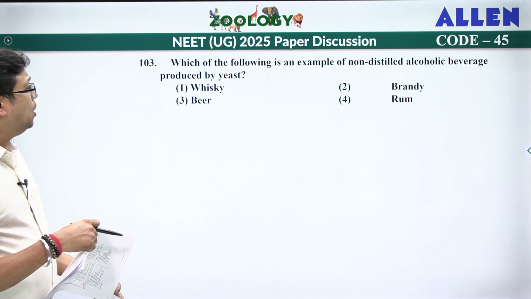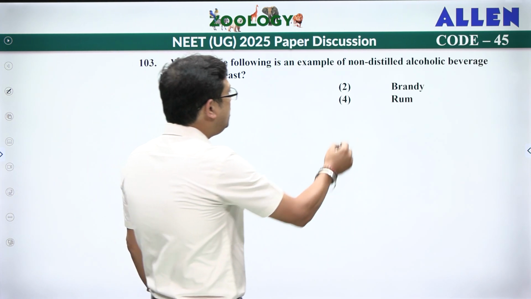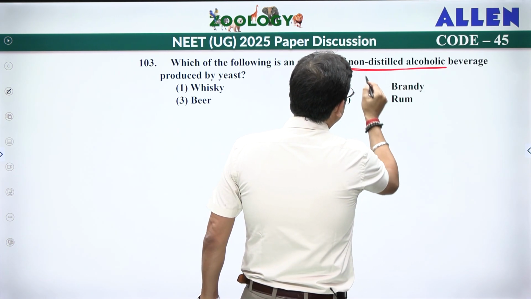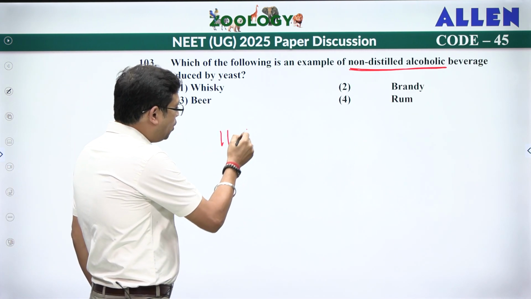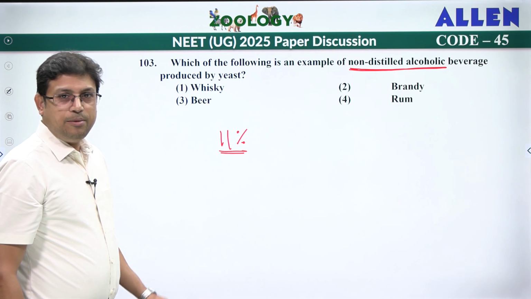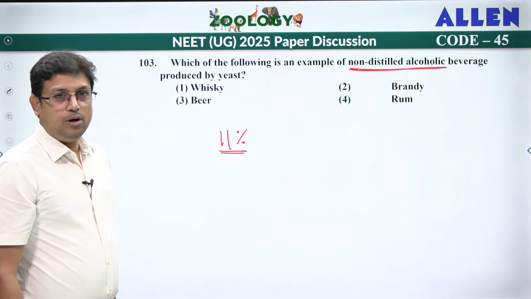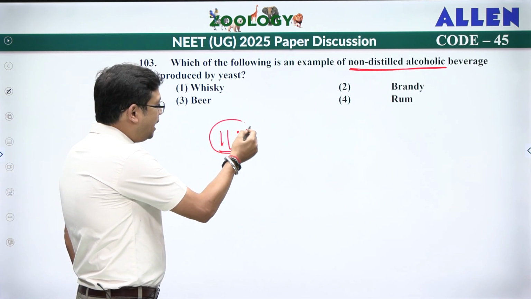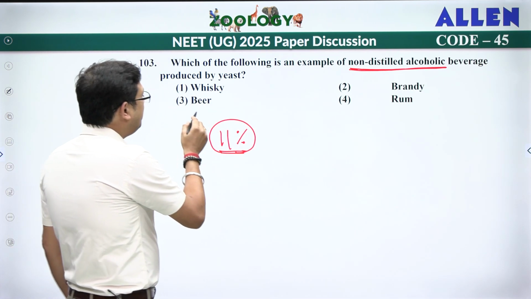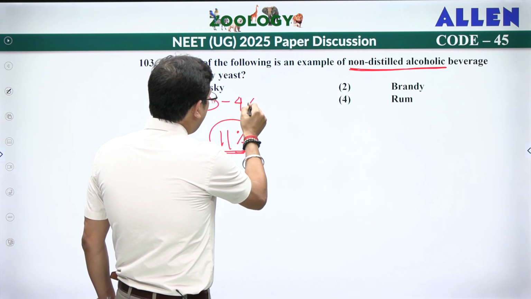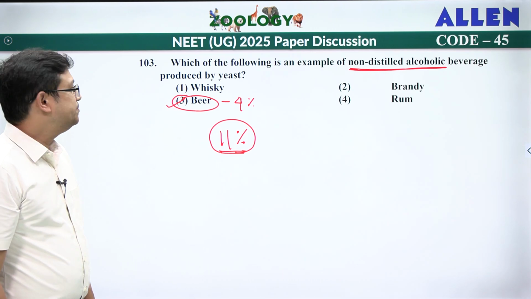Next. Which of the following is an example of non-distilled alcoholic beverages? We know that after distillation the percentage of alcohol will be increased, otherwise it will be up to 11%. Because if you increase the alcoholic content in the fermenter, it will be toxic to the microorganisms. That is why we increase the alcoholic content after distillation. So here, whiskey, brandy, rum and beer. In beer you have 4% alcohol, so definitely it is a non-distilled alcoholic beverage. So the answer is 3rd.